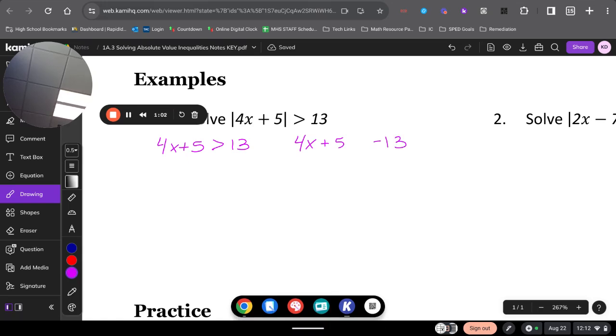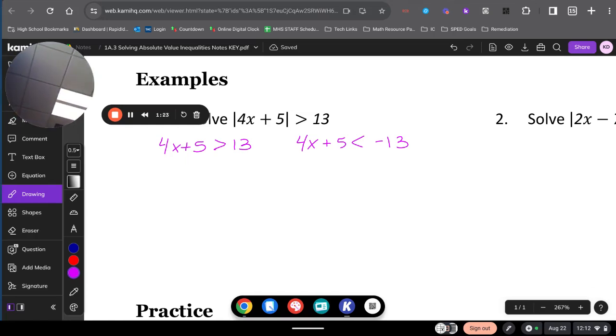So this should be familiar from when we were solving equations. But the other piece that's new is that with inequalities, when we split it up, we have to flip the inequality. So instead of it being greater than 13, it's instead going to be less than negative 13. Okay, once we have those two inequalities, just like with the equations, we can solve each of them out.